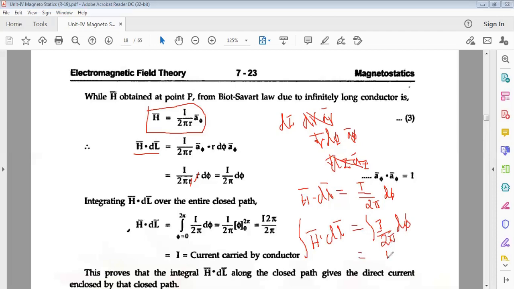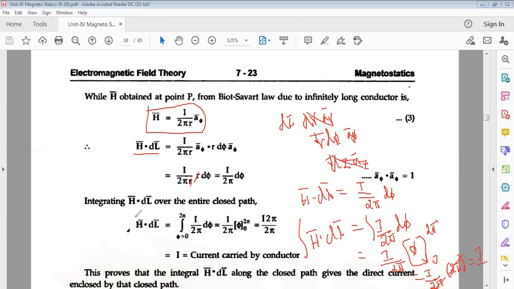Okay, my dear students, I by 2 pi is a constant. What is the integral of d phi? Integral d phi is phi. Phi varies from 0 to 2 pi. So I by 2 pi, and the upper limit is 2 pi, lower limit is 0. So 2 pi gets cancelled. It becomes I.